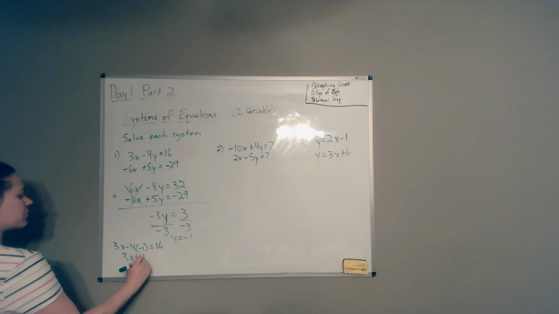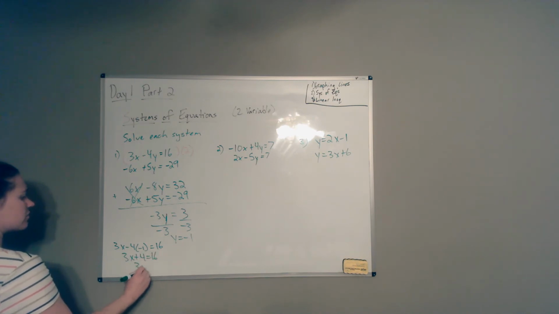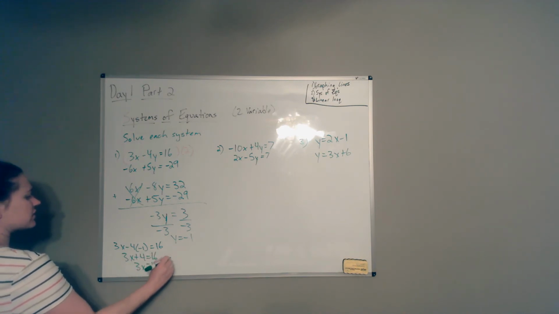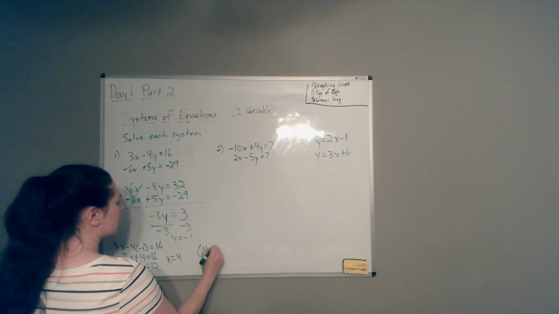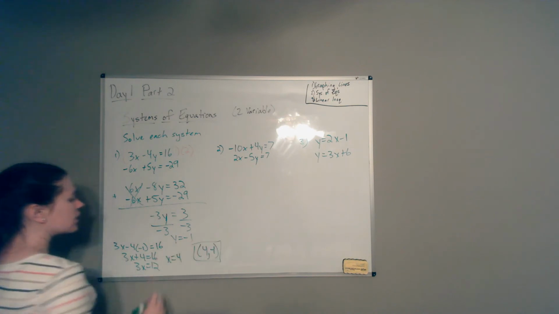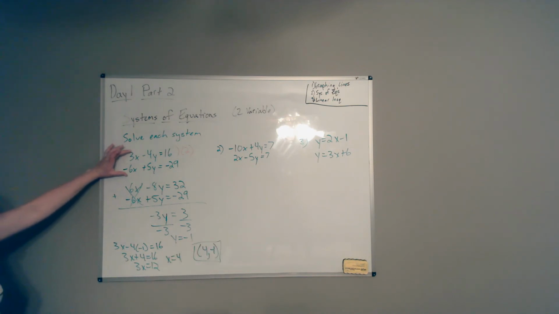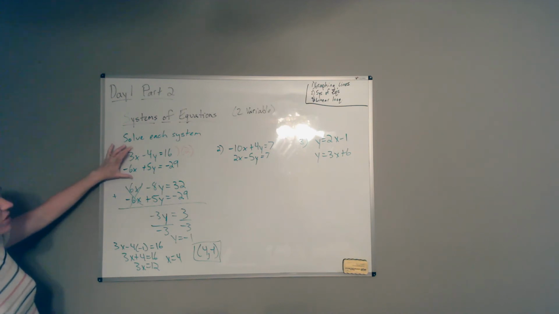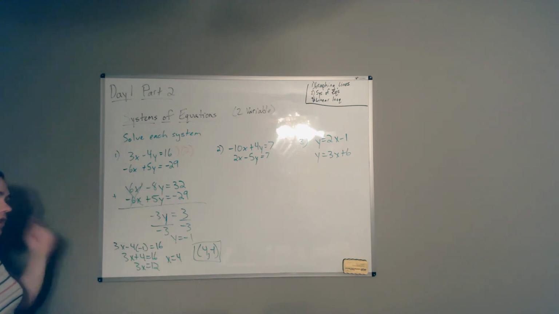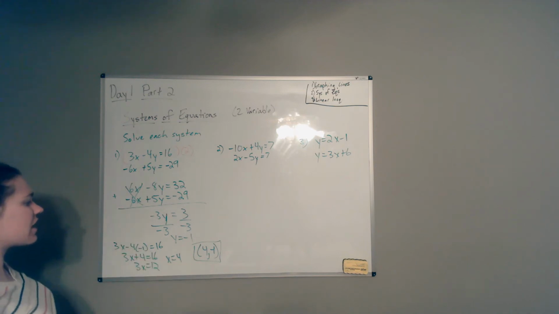So it's going to give us 3x plus 4 equals 16. That's going to give us 3x equals 12. It's going to give us x equals 4. So the solution to number 1 is 4 comma negative 1. Now remember, if you were to graph these two lines, the point of intersection is the solution. So what that means is these two lines are intersecting at the point 4 comma negative 1.